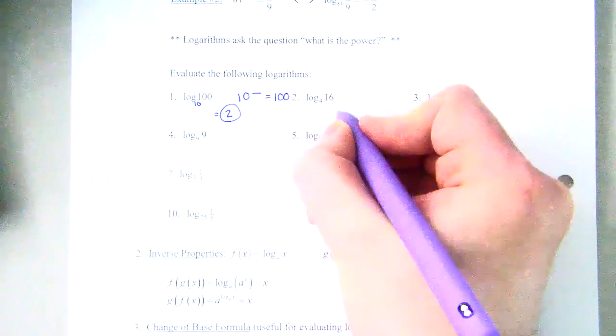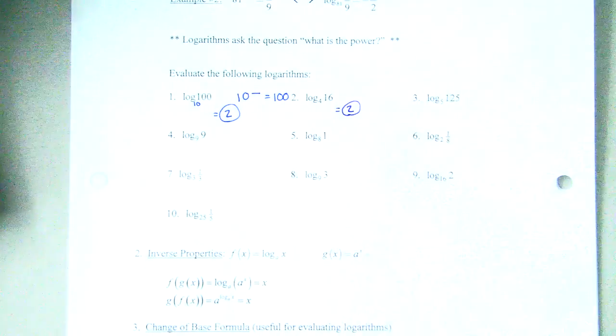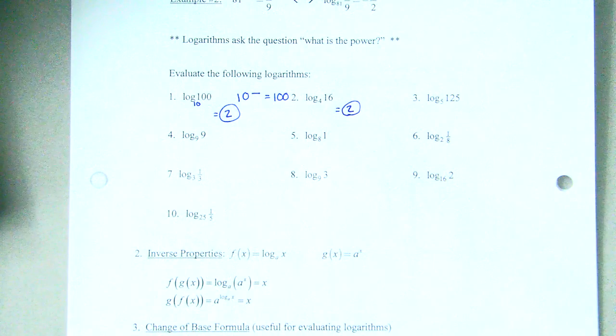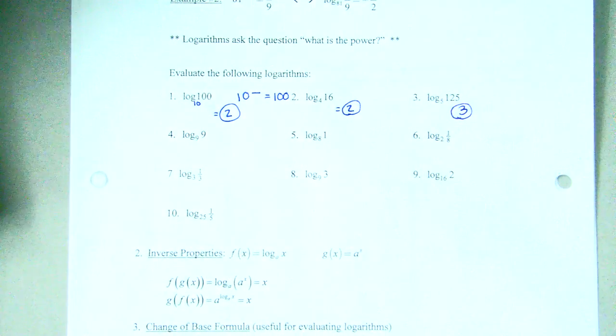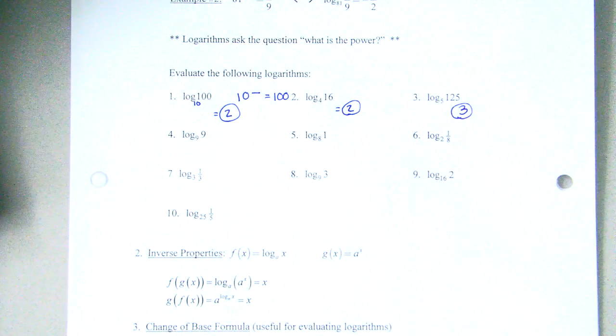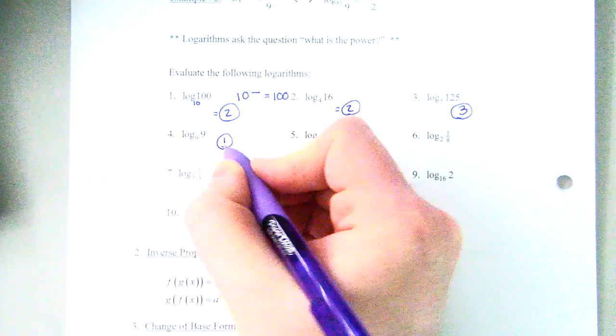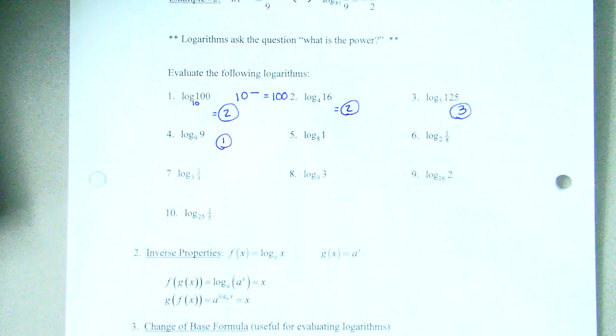Yeah, 4 to what power gives you 16? 2. I like it. Josh, what about 3? 5 to what power gives you 125? 3. Good. Bradley, what about 4? 1. Log base 9 of 9 is 1. 9 to what power gives you 9? 1. As long as it's the same base and same thing inside, you're getting 1.